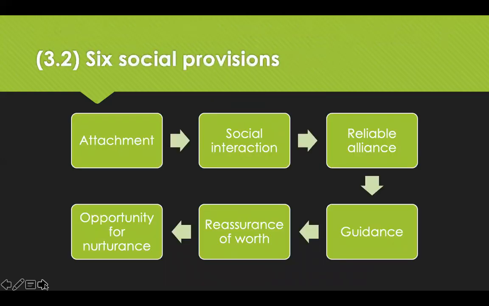However, teams and groups offer a framework in which individuals can find 6 social provisions. So firstly, attachment, the development of emotional closeness with others. Social interaction, where you're sharing common interests and concerns with the group members. Reliable alliance is receiving tangible assistance when needed. Guidance, receiving advice or information from others. And the reassurance of worth, having competence and values recognised by other team members. And finally, the opportunity for nurturance, being relied upon by others.